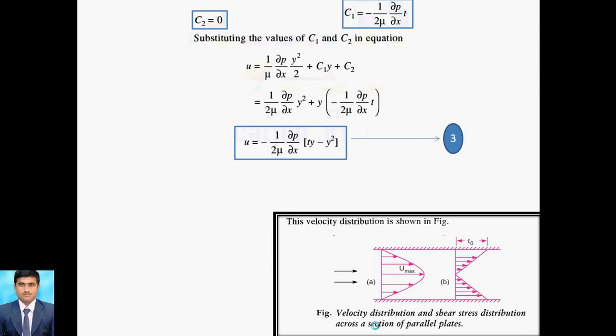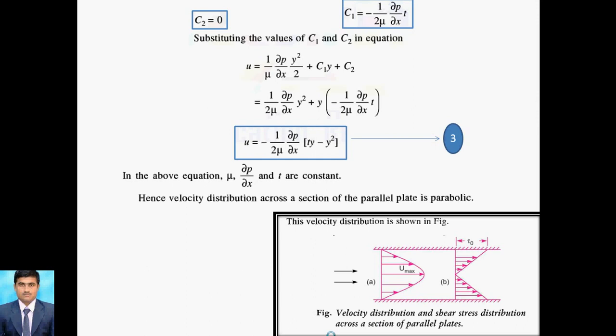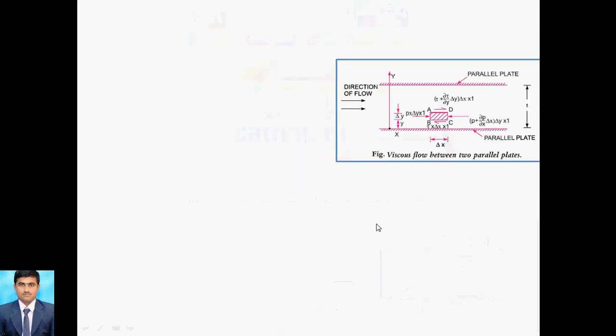This is the general form of the equation, that is equation number 3. In the above equation, μ, ∂p/∂x and t are constant. So these are the terms we consider constant over here. Now this velocity distribution across the plate is parabolic, because the velocity at the wall sides is 0, and at the center point the velocity is maximum. So here we can clearly mention why u max is maximum: because of the parabolic approach, the maximum velocity is at the center and zero velocity at the wall sides. That's why this curve is parabolic.